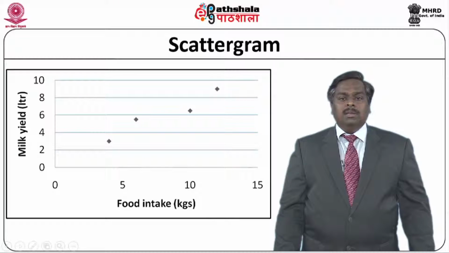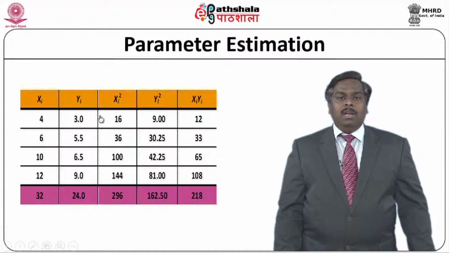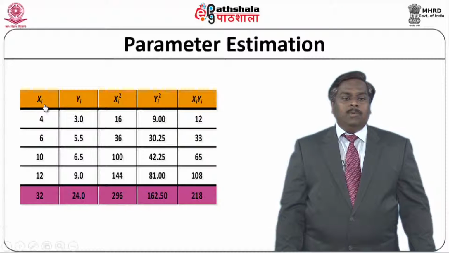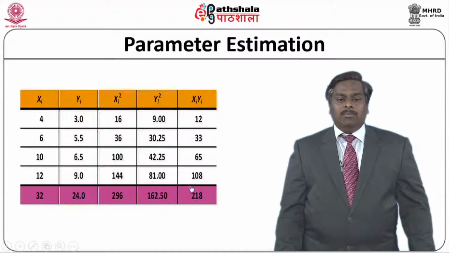Having done this, now let us make use of the equations for estimating the parameters. For the given data x and y, where x is the food intake in kilograms and y is the milk yield in liters, we will calculate x square, y square, product of x and y, and the sum of x values, sum of y values, sum of x square values, sum of y square values, and the sum of the product x and y.